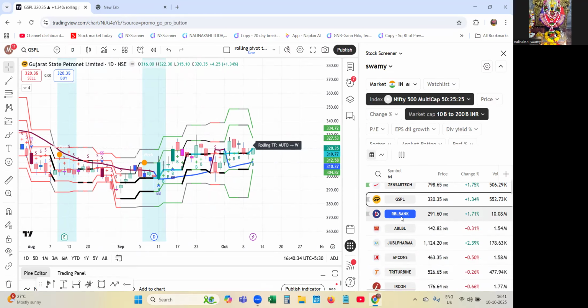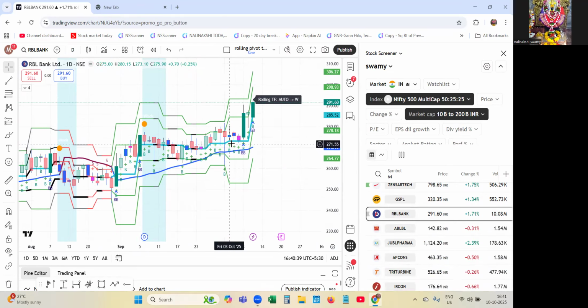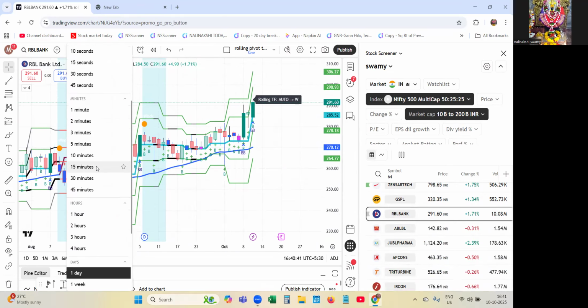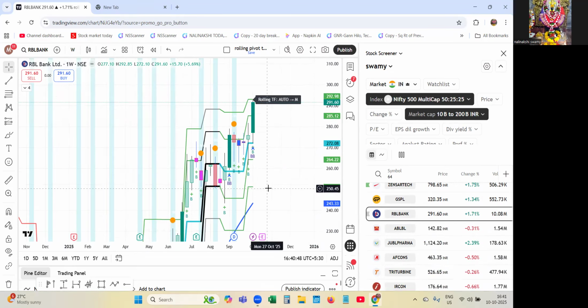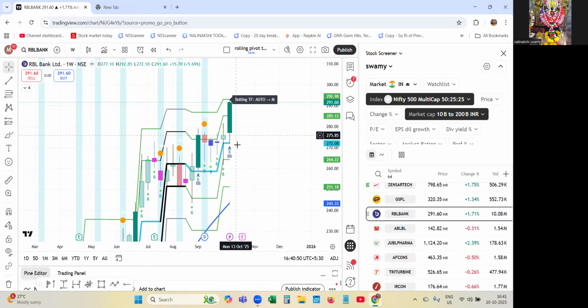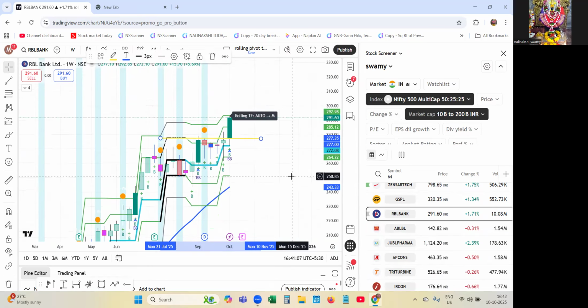So RBL Bank, let us check RBL Bank. RBL Bank is perfectly all right. If I check on the weekly, let me put it out to the weekly. And since it went through deep consolidation, it is above the previous month's midweek of the month. So it has popped out so beautifully, up 292.